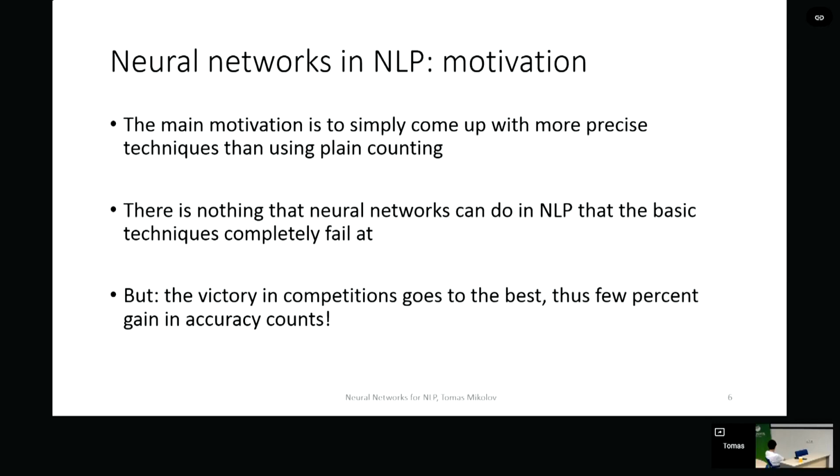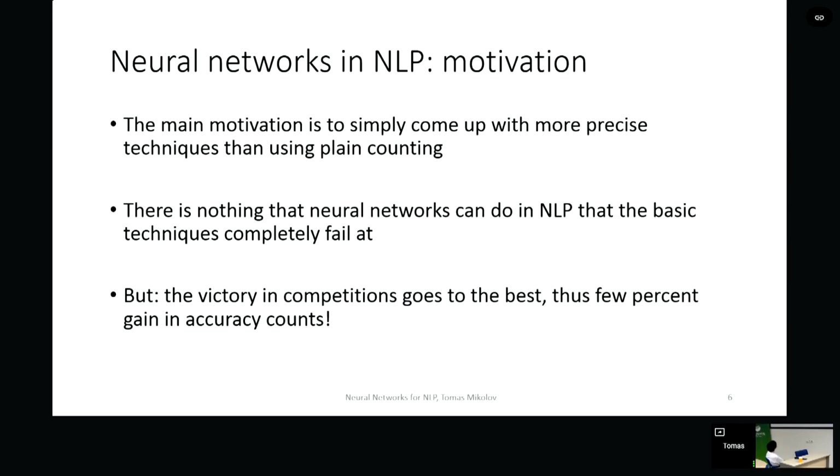The main motivation for using neural networks in natural language processing is to simply come up with more precise techniques and solutions than what I mentioned before. So better than n-grams when modeling sequences, and better than logistic regression when doing text classification. That's the whole motivation, to simply improve the existing tasks.